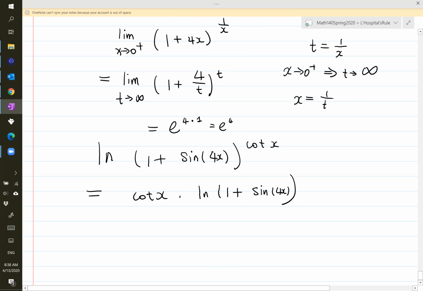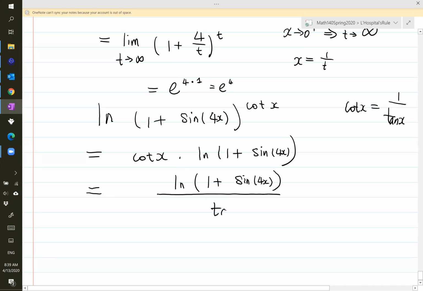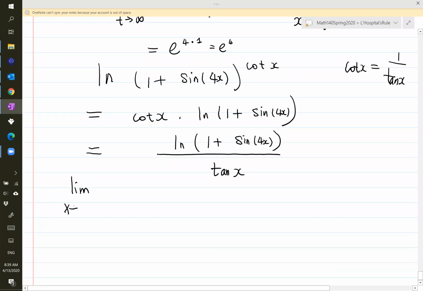Now once we get an indeterminate product, we flip one factor. Multiplying by cosine is the same thing as dividing by tangent. Cosine x is 1 over tangent x. So this is ln of (1 plus sine 4x) over tangent x, and then we take the limit as x approaches 0 from the right.